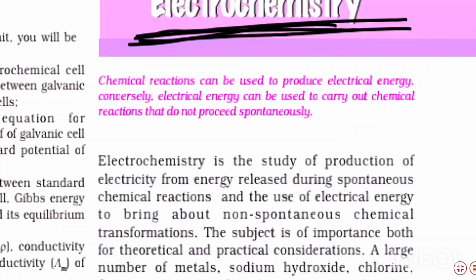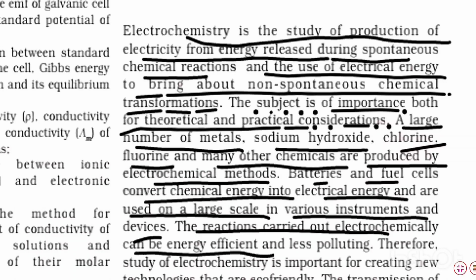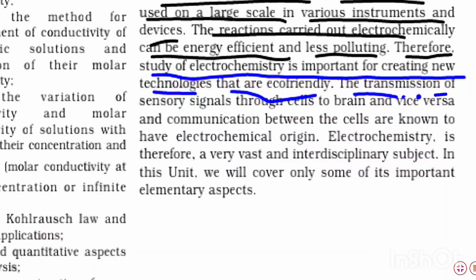Hello everyone. So here, in Chapter 2, electrical energy can be used to produce chemical reactions that do not proceed spontaneously. Electrochemistry is the study of production of electricity from energy released during a spontaneous chemical reaction, and the use of electrical energy to bring about non-spontaneous chemical transformations. The subject is of importance both for theoretical and practical considerations.